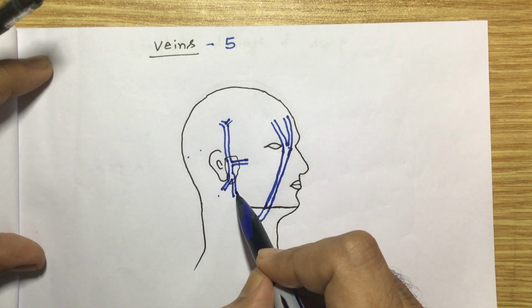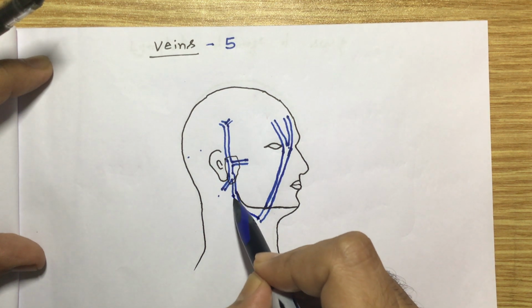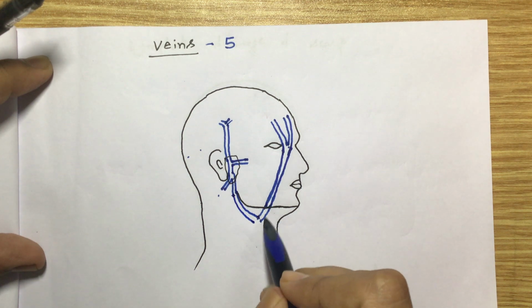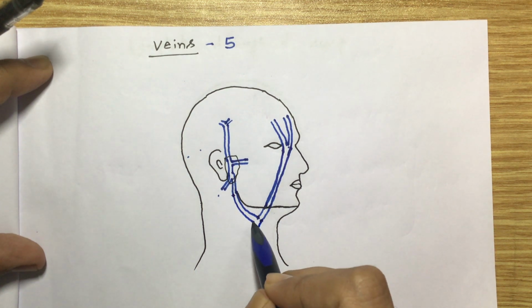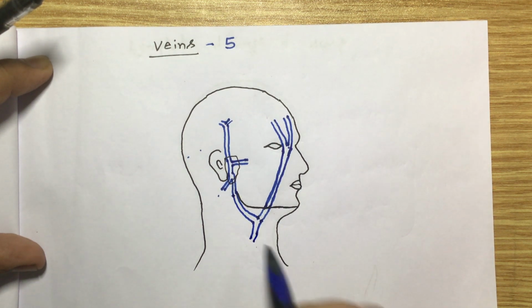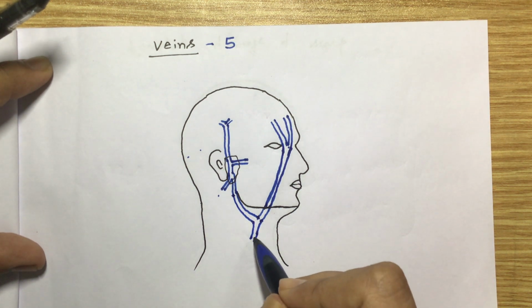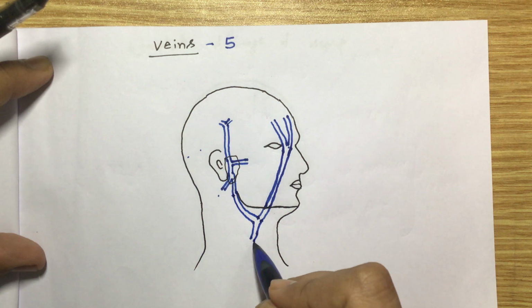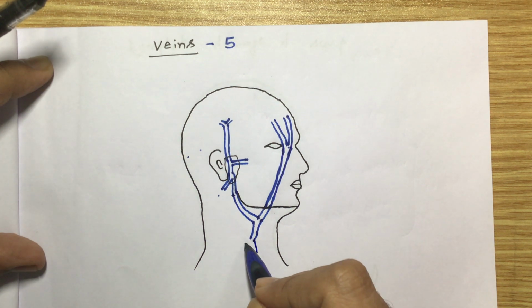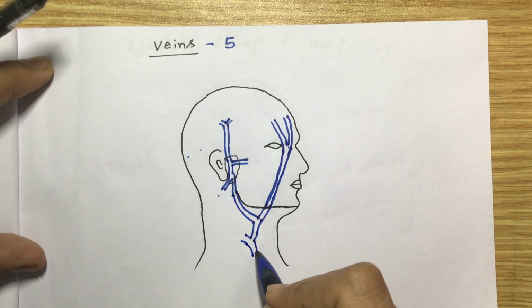The anterior one will unite with that facial vein, forming the common facial vein, and that common facial vein will drain into the internal jugular vein. So this is the internal jugular vein.